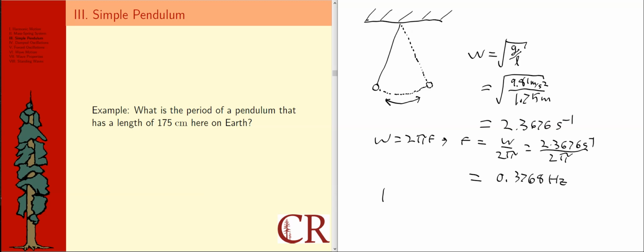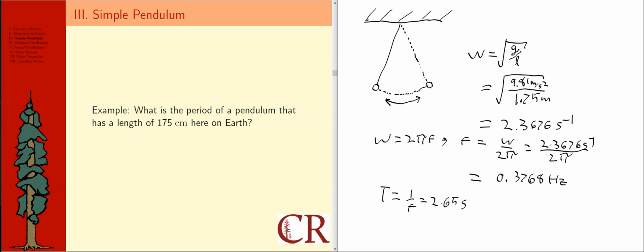And then the period is equal to 1 over that frequency, so I'm just going to take 1 over this in my calculator, and the result that I get for that, rounded to 3 places, is 2.65 seconds.